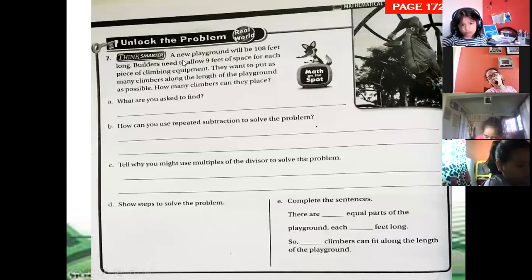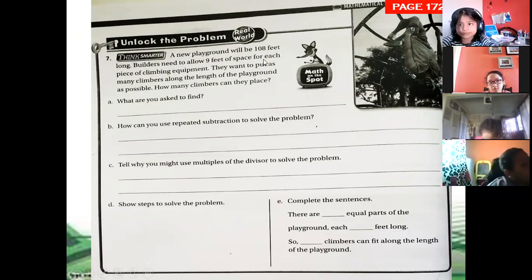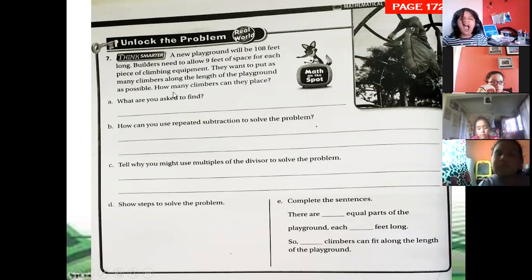Unlock the problem. A new playground will be 108 feet long. Builders need to allow 9 feet of space for each piece of climbing equipment. They want to put as many climbers along the length of the playground as possible. How many climbers can they place?